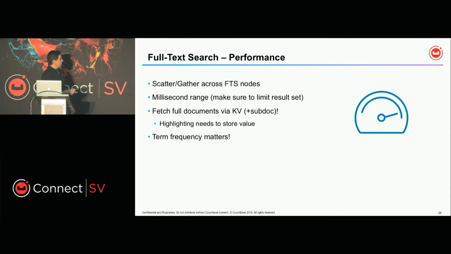And then another great tip is just don't index your documents because they would just double the index size. We already have it in KV. And then you can use KeyValue and the subdoc API to just fetch the parts from the document that you actually need. The only gotcha here is if you need highlighting, right? So FTS can also do highlighting. It can tell you, highlight which part of the document matched. Then you need to store that specific field because otherwise it can't do the highlighting for you.